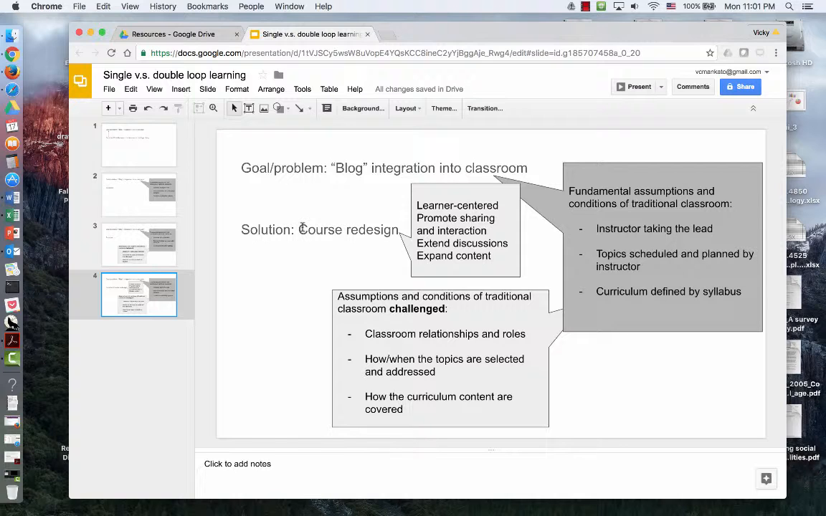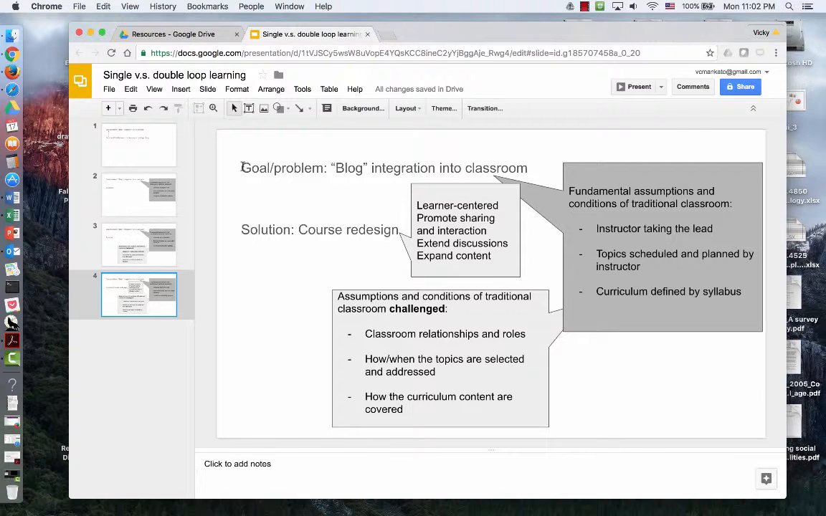So in their second round of implementation, they restructured their course to be more learner-centered, and they used the blogging technology tool to promote sharing and interaction among the students, and used the technology tool to extend the discussions from in-class to outside classroom. Additionally, they even expanded their curriculum content by including the information and the knowledge shared by the students.